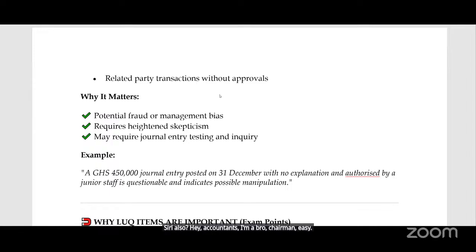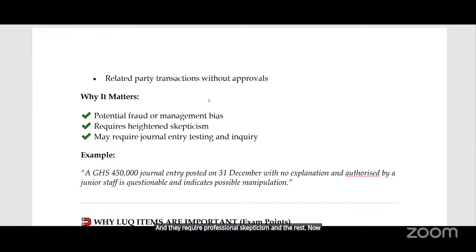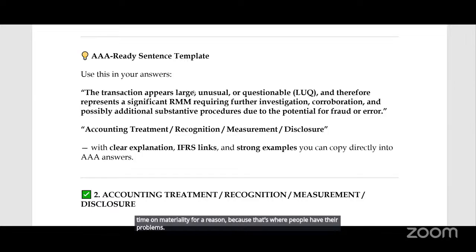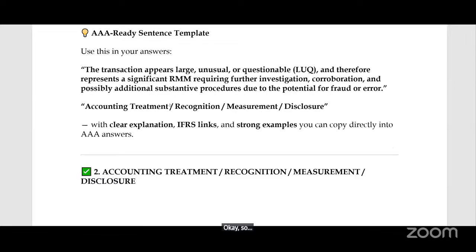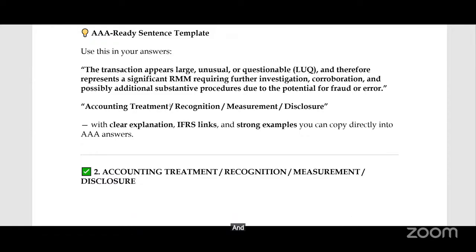Are we okay? So these areas are very important because of fraud or management bias, and they require professional skepticism and the rest. Now, we spend so much time on materiality for a reason, because that's where people have their problems. Okay. So when it comes to large and unusual questionable items, sometimes you can tell the examiner, this transaction appears large, unusual, or questionable, and therefore represents a significant risk of material misstatement requiring further investigation, or they should investigate it further. Okay, that's all. Are we okay?